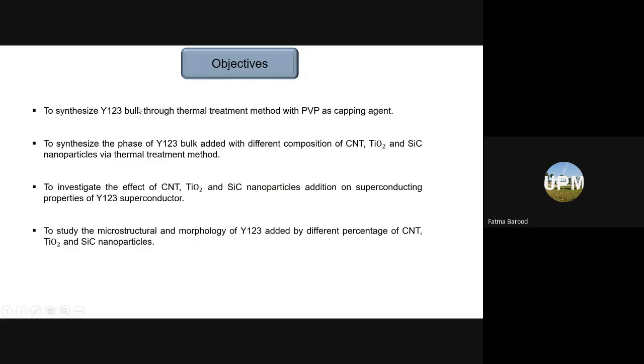So the objectives of this study are to synthesize Y123 bulk through the thermal treatment method with BVB as a capping agent, and to synthesize the phase of Y123 bulk added with different compositions of carbon nanotube, titanium oxide, and silicon carbide nanoparticles via thermal treatment method, and then to investigate the effect of carbon nanotube, titanium oxide, and silicon carbide nanoparticle addition on superconducting properties of Y123 superconductor. Finally, to study the microstructure and morphology of Y123 added by different percentages of these nanoparticles.